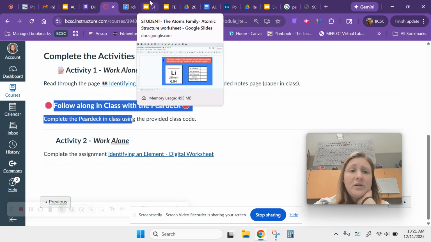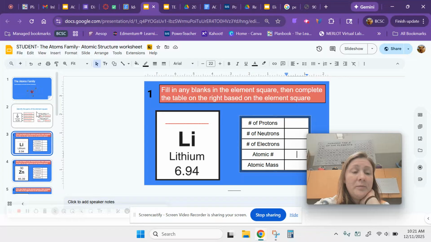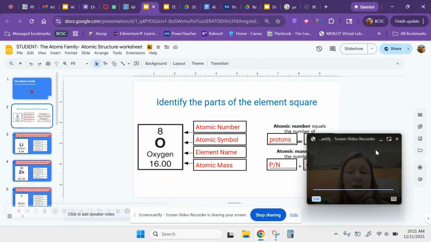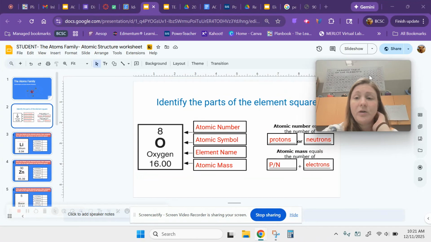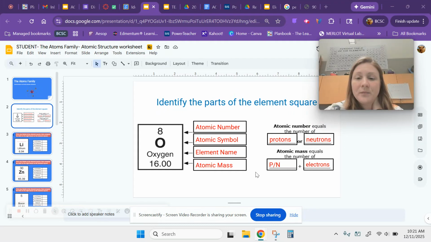So you're going to be completing these slides. It looks like this when you open it up. And this one I am doing for you because I want you to have the info. This first slide, slide number 2, shows you the different parts of the element square, and I labeled them for you. You're going to do the same thing, so make sure you label them the same way. And then the atomic number, remember, is the number of protons and neutrons. And then the atomic mass is actually the number of protons and neutrons plus your electrons. So it's all of the stuff of the atom. So I put P and N because I couldn't fit it all, but that's what you're going to put.